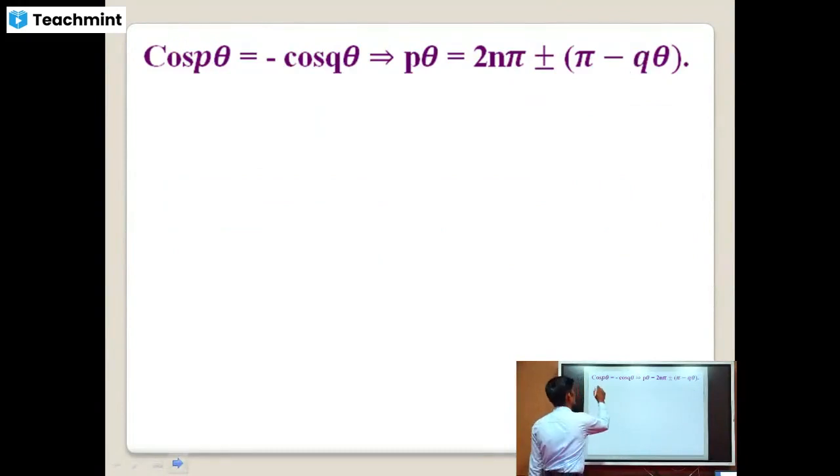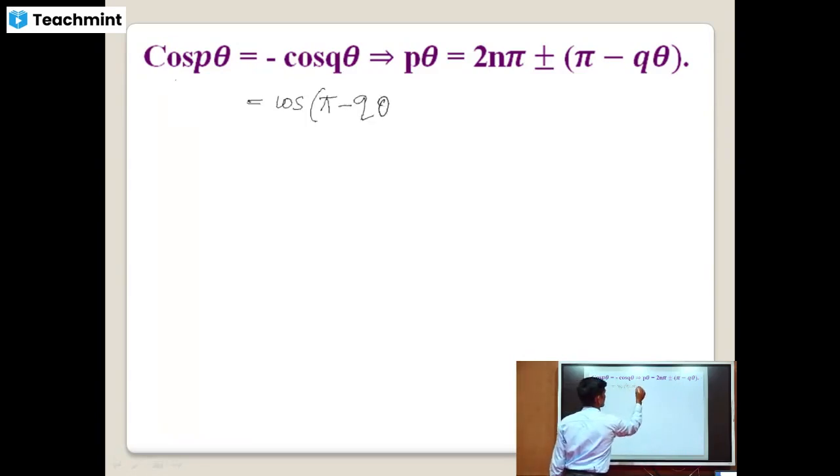You know cos p theta plus cos q theta is equal to 0 means cos p theta can be written as minus cos q theta, and minus cos q theta can be written as cos of pi minus q theta. Cos of pi minus q theta is equal to minus cos q theta. Hence the general solution, whenever cos theta equals cos alpha, is p theta equal to 2n pi plus or minus pi minus q theta.